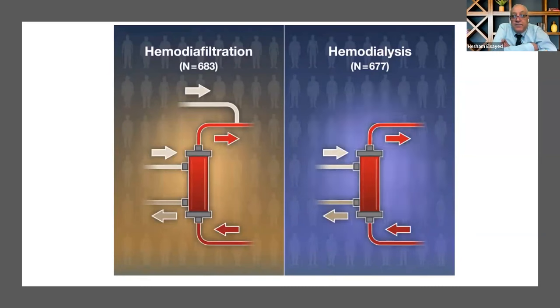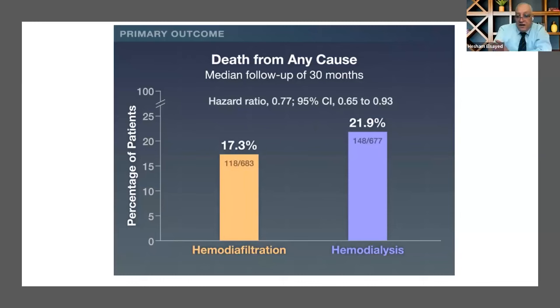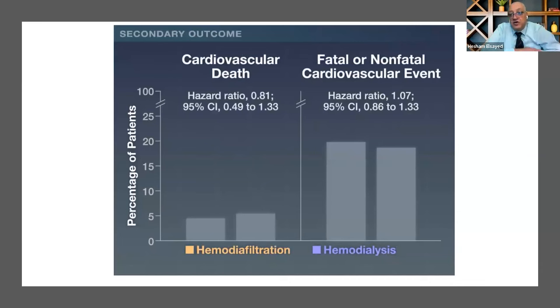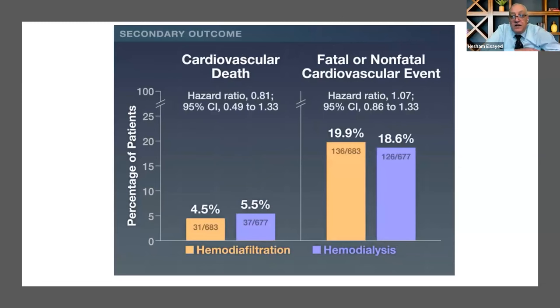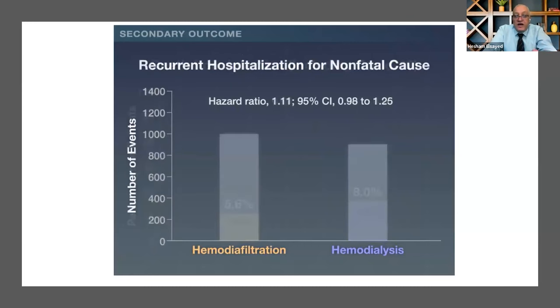It is a parallel study, hemodiafiltration against hemodialysis, nearly equal in both. With hemodiafiltration, all-cause mortality is better, reduced by around 23%. However, for cardiovascular death and others, infection and hospital admission were better, but fatal or non-fatal cardiovascular events are equal, and cardiovascular death is non-significant. Death from infection, including COVID-19, is better in the hemodiafiltration group, as is the immune response.